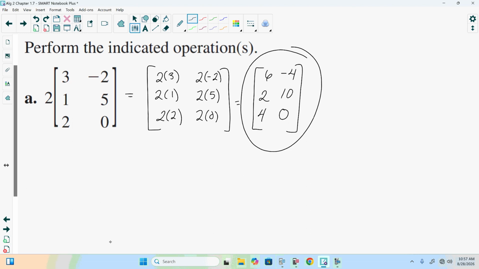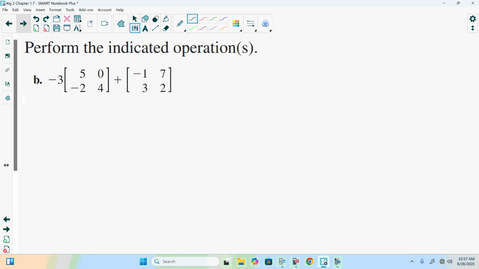Questions on scalars? I think we feel comfortable with scalars. I don't think we need to do a ton more than that. So let's actually combine scalar multiplication and addition, subtraction. When we have the two together, we do scalar multiplication first and then add or subtract the result. Now we do need to make sure that we can actually add or subtract because scalar multiplication does not change the dimensions. We still have a 2 by 2 and a 2 by 2, so we can add them regardless.